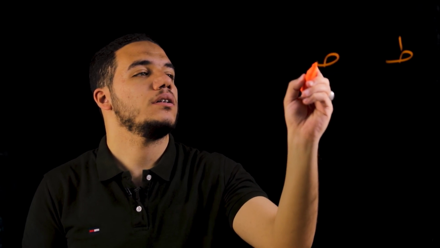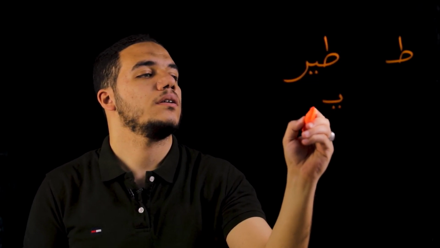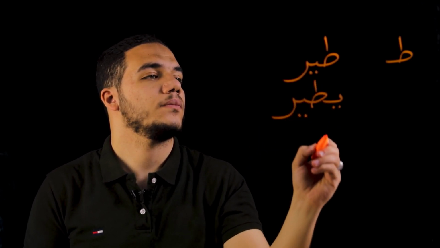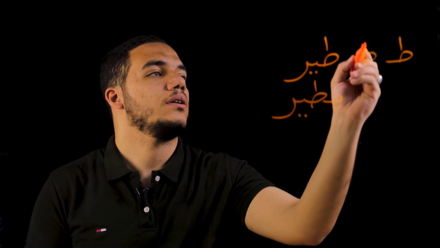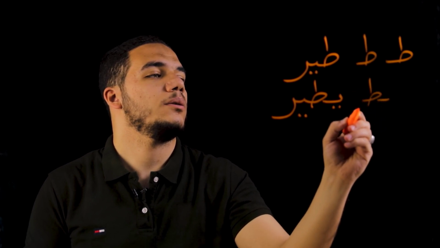Ta is written like that. طير، يطير. Ta in the beginning, Ta in the middle.